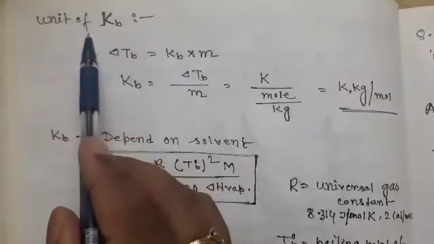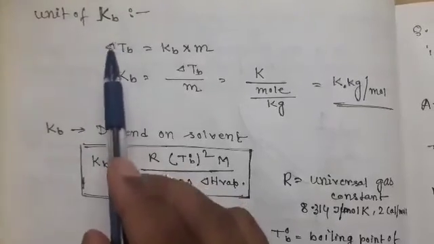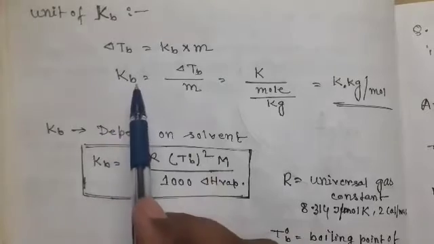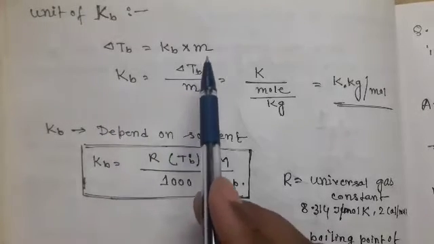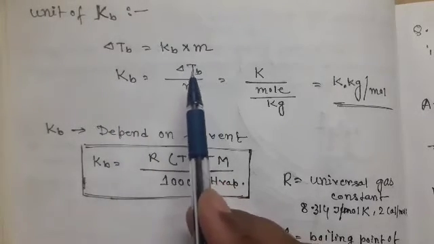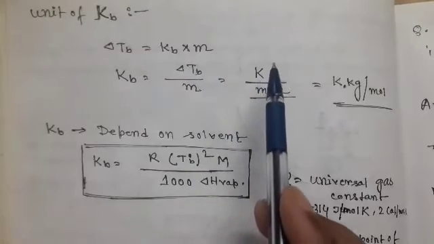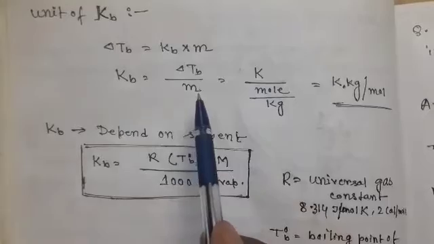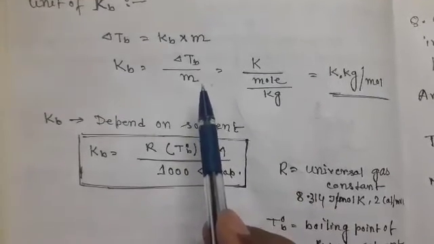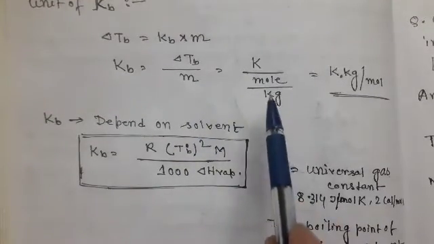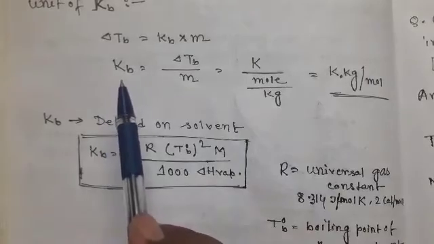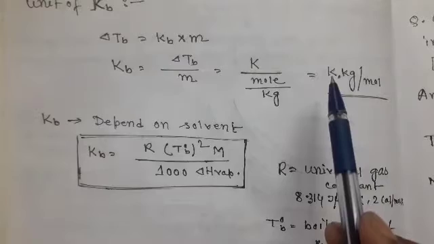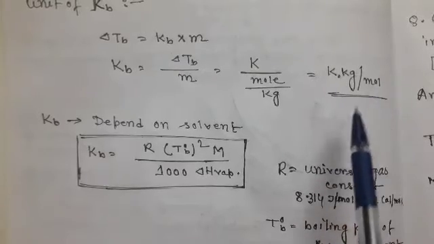Unit of Kb. What is the unit of Kb? We know the formula delta Tb is equal to Kb into m. Now Kb is equal to delta Tb by m. Here delta Tb, the elevation in boiling point, is measured in the temperature SI unit, that is Kelvin, and m, the molality of the solution, is measured in mole per kg. So the unit of Kb is Kelvin kg per mole, or K kg mol inverse.